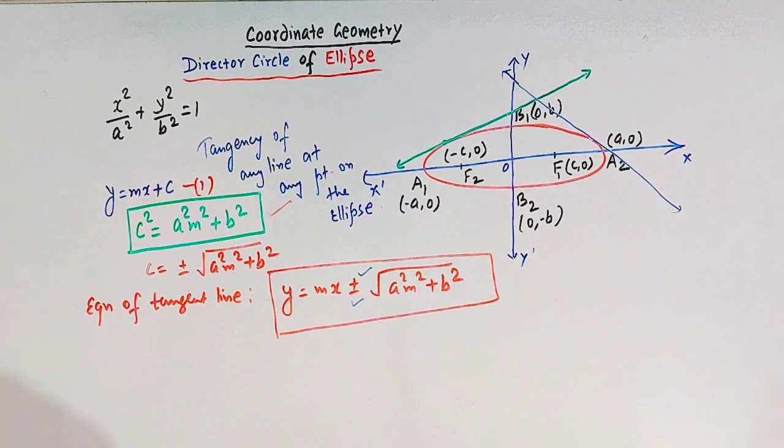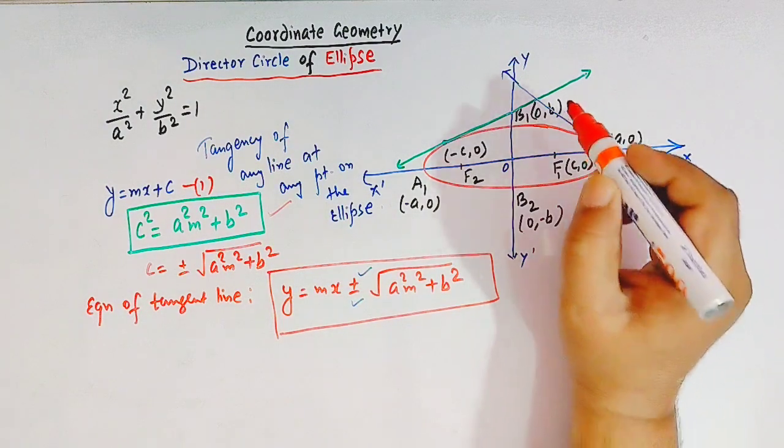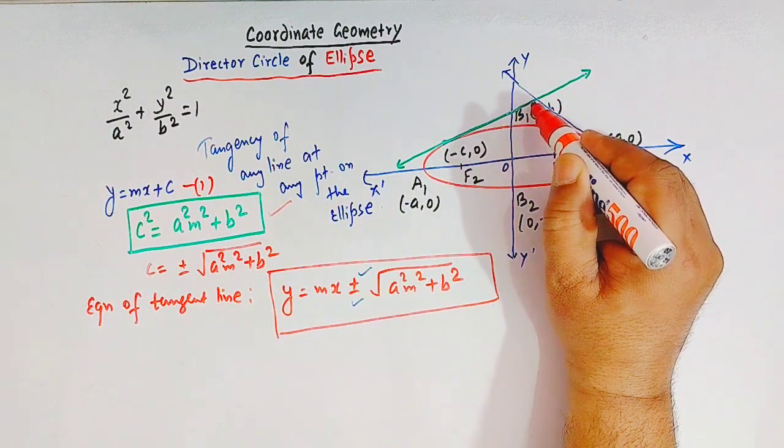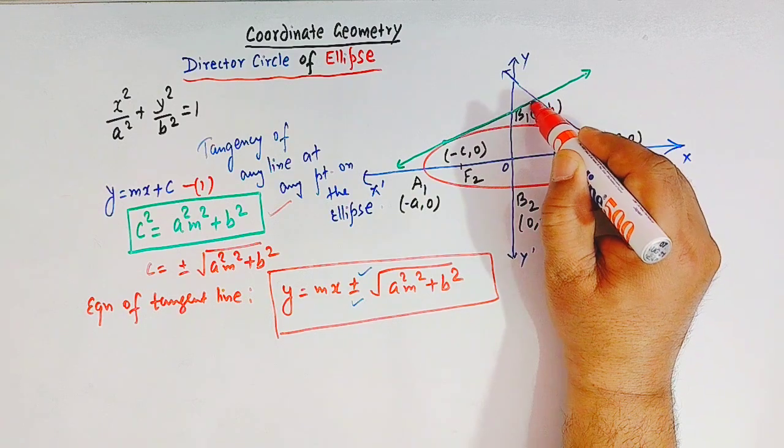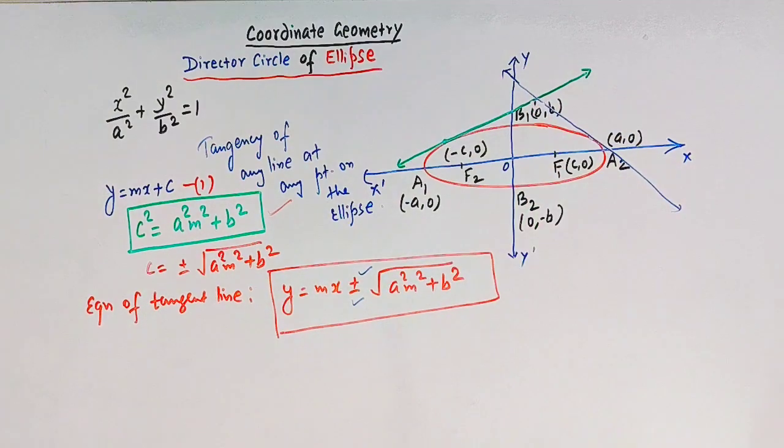Now here comes the concept of the director circle of an ellipse. Now see, if these two tangents are perpendicular to each other, suppose this angle is 90 degrees.